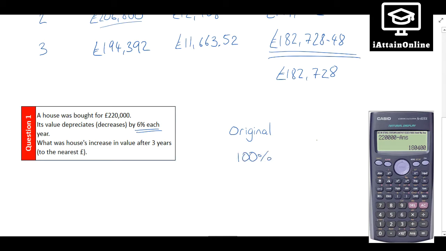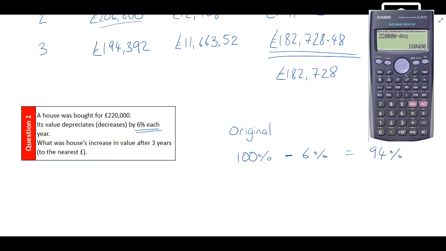Now at the end of the first year, to find out the value at the end of year 1, I need to find out the multiplier first. So because it's a decrease, I'm taking away 6%. So that tells me that at the end of each year, let's move this calculator up here, that tells me that at the end of each year, my house is valued at 94% of what it was valued at the start of the year.